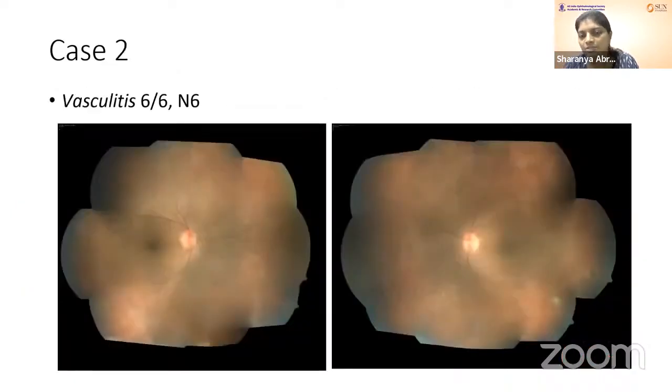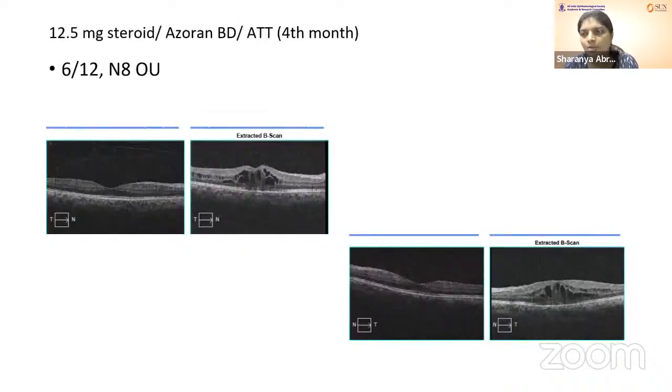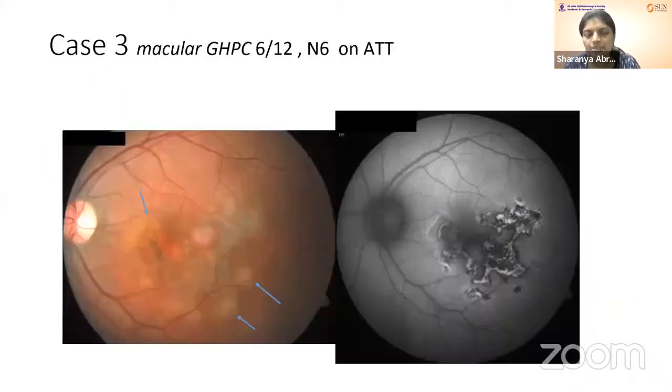The second case is of a vasculitis in the right eye and a vitreous hemorrhage in the left eye. The patient was on steroid and ATT. He underwent PRP, and this is how he looked. He came back while on 12.5 milligrams of steroid on Azoran twice a day and in the fourth month of ATT with a drop in vision. At this point, an OCT picked up that although the rest of his fundus looked quite stable from the vasculitis point of view, he had cystoid macular edema. The third case is a patient who was already started on ATT before he presented to us. He had a macular GHPC with lesions very close to the fovea. His vision was 6/12 and 6.